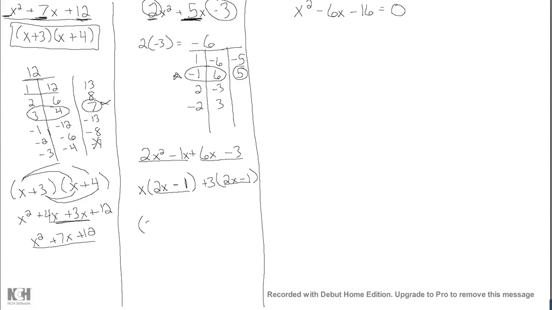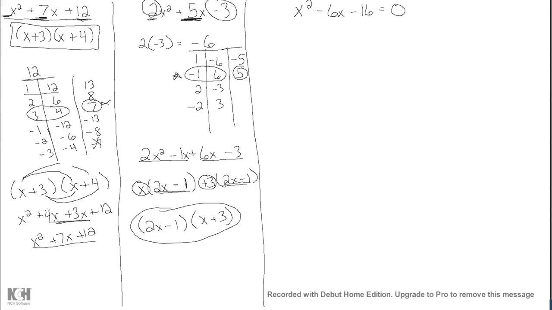Since they match, the matching set of parentheses is one of my factors. 2x minus 1 is a single factor. The other factor is the pair of things we divided out, the parts that are in front of our parentheses, x plus 3. Now again, I could distribute this back out to check myself, but I know that this is going to work.